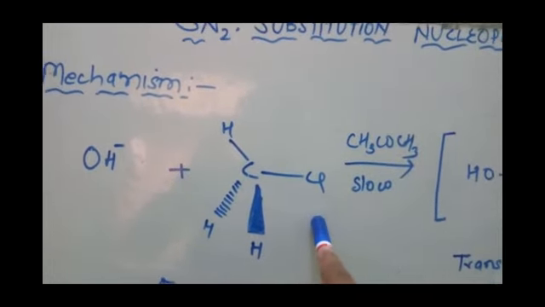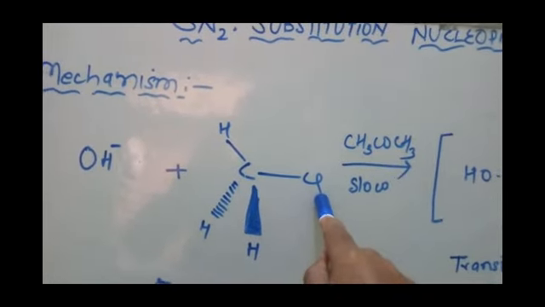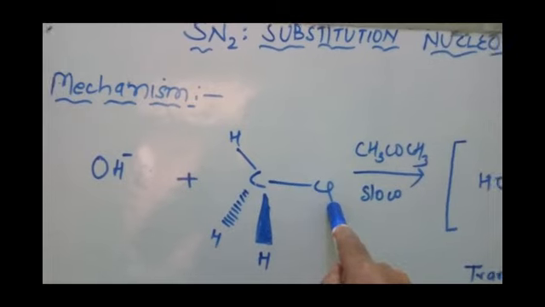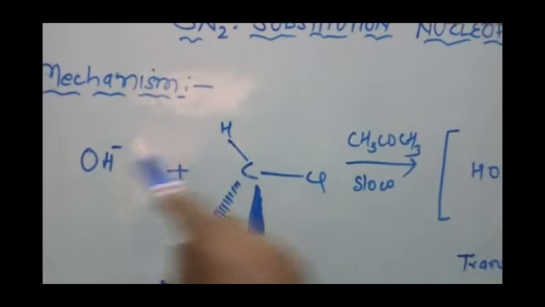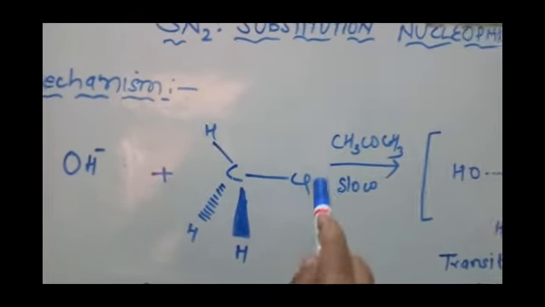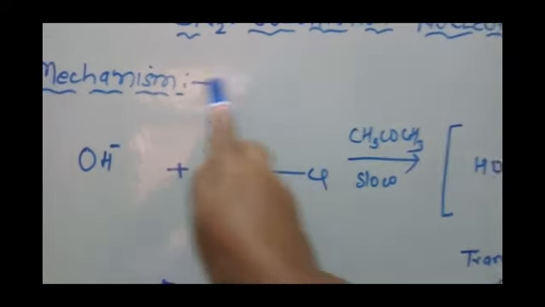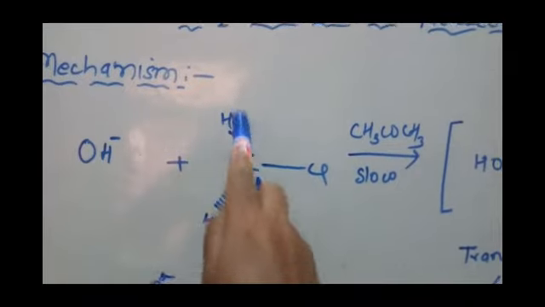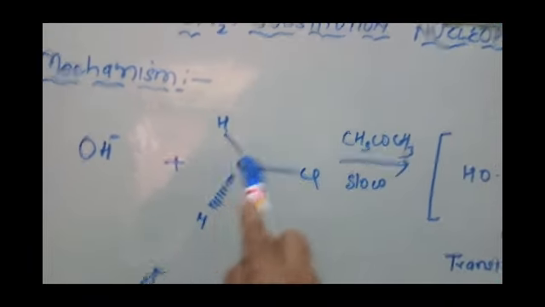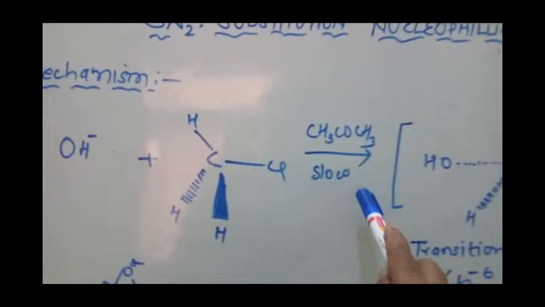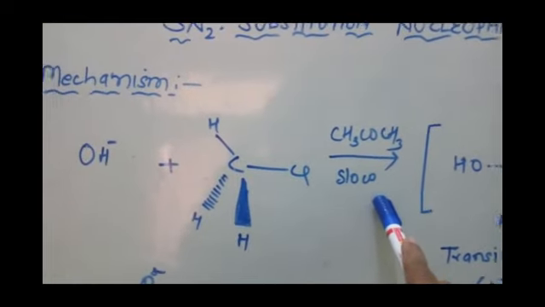But here in the SN2 reaction, since a nucleophile or halide ion is already attached on this side, the incoming nucleophile cannot attack from this side, since it will be repelled by this nucleophile. So it has to attack from the other side. Now it attacks from the other side, and this reaction happens in the presence of a polar aprotic solvent.